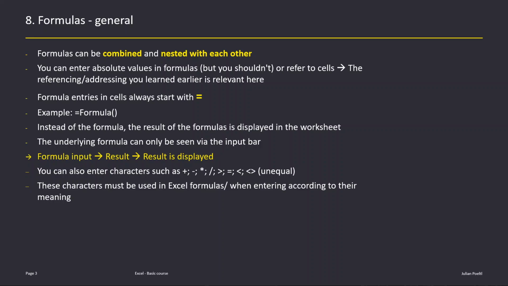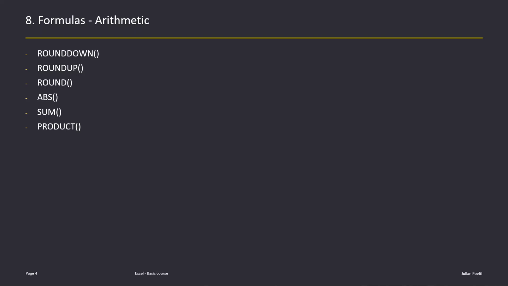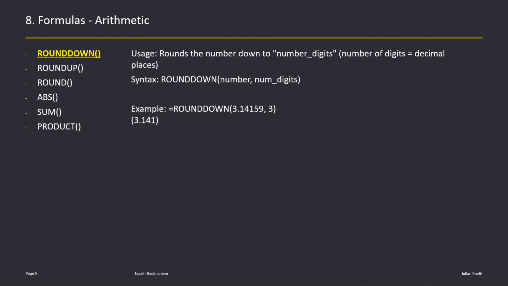So this is the unequal sign here. Then first we start with a few easy formulas, the arithmetic formulas, so like calculation things. There's the round down formula, and the round down formula rounds down a number to the number of digits, so like the decimal places.